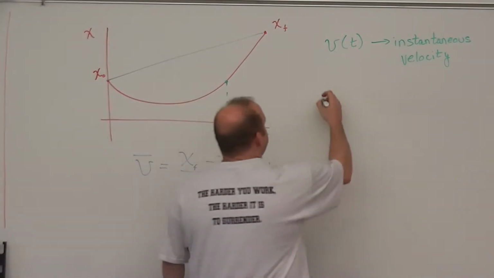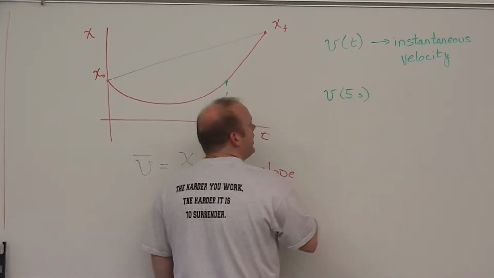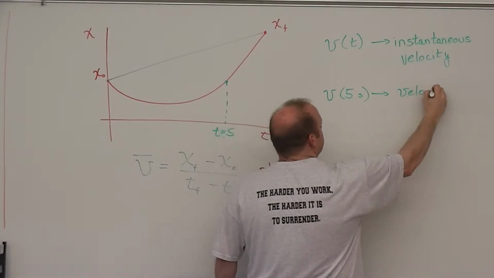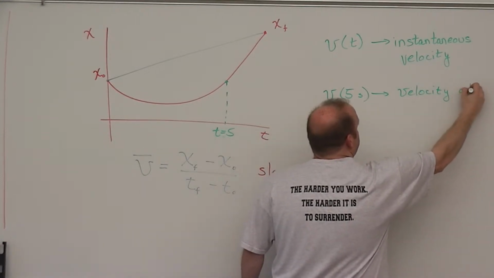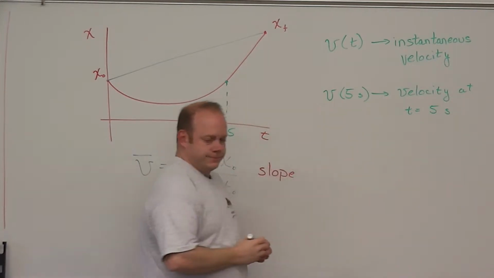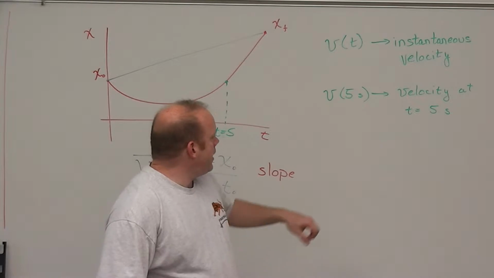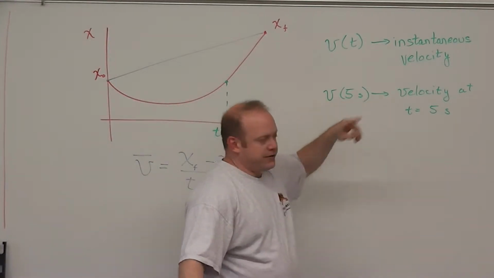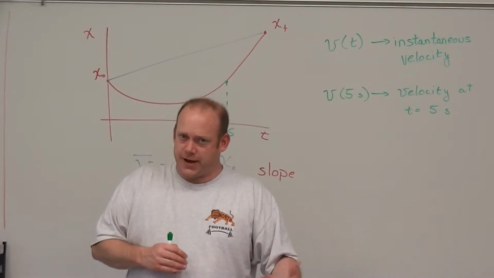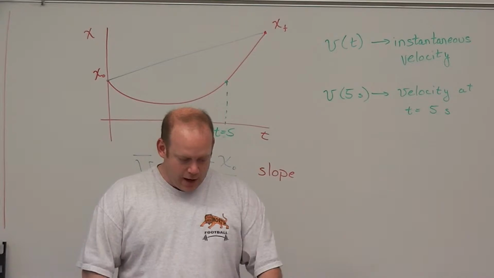So now, let's just say that I wrote v of 5 seconds. This would be my velocity at t equals 5 seconds. That's what that v, parentheses 5s means. It's my velocity at 5 seconds. Again, it's not velocity times 5 seconds. It's my velocity at 5 seconds.